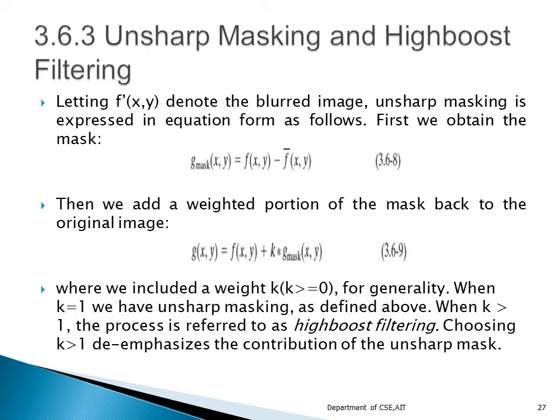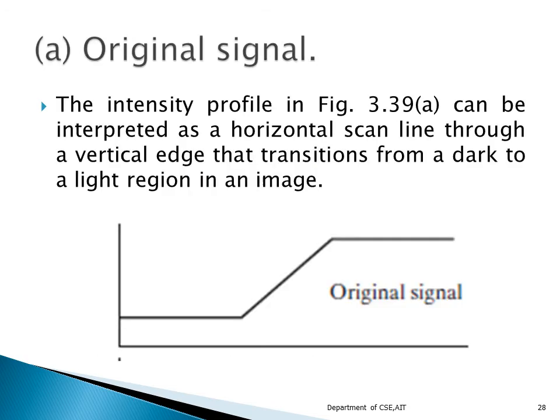So if we choose k greater than 1, that means we are going to remove the contribution of the unsharp mask. Now we will see how this unsharp masking is going to work on this particular signal. Here we consider one signal, a horizontal scan line, moving from a dark region to a light region. So we will see now how for this image the unsharp masking is going to work.